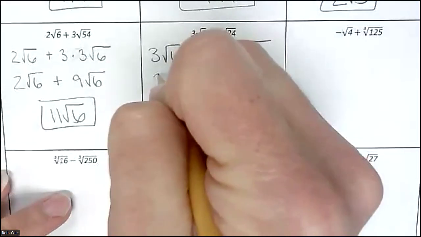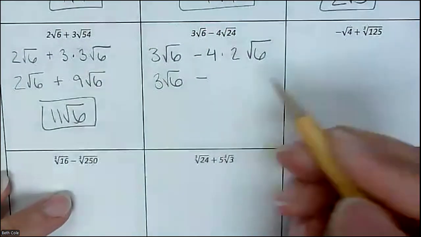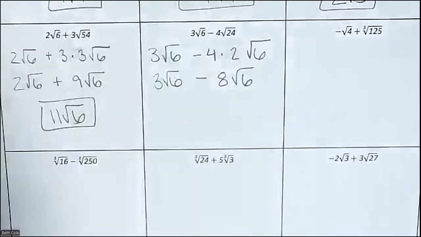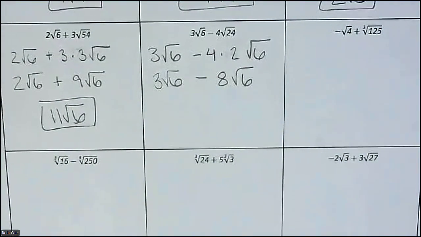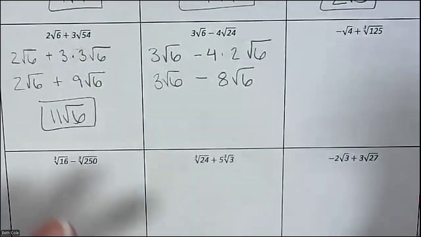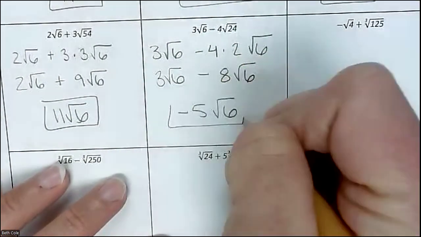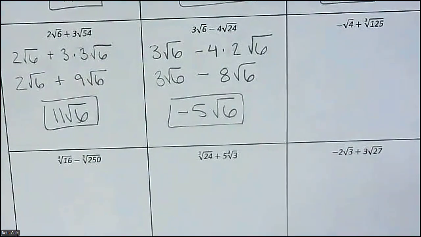So this would be 3 square root of 6 minus, good, 4 times 2 is 8. And do you see how they're the same now? Now you can put them together. 3 minus 8 is -5. And then the square root of 6 doesn't change. All right, we're just going to try a few more.